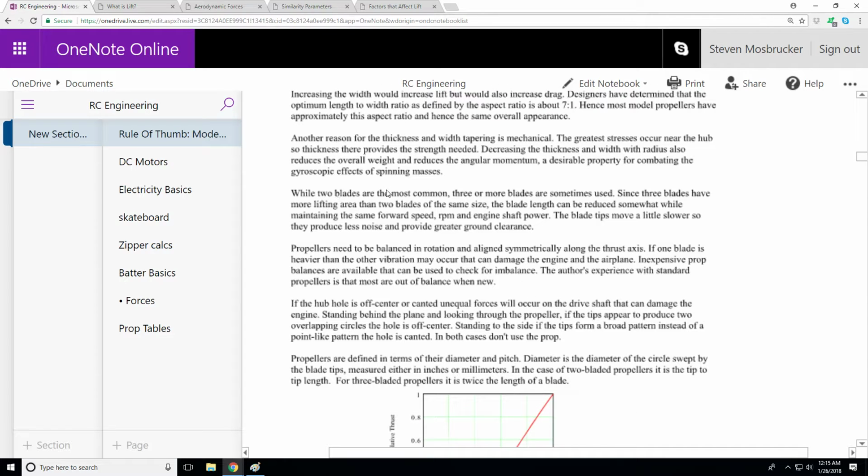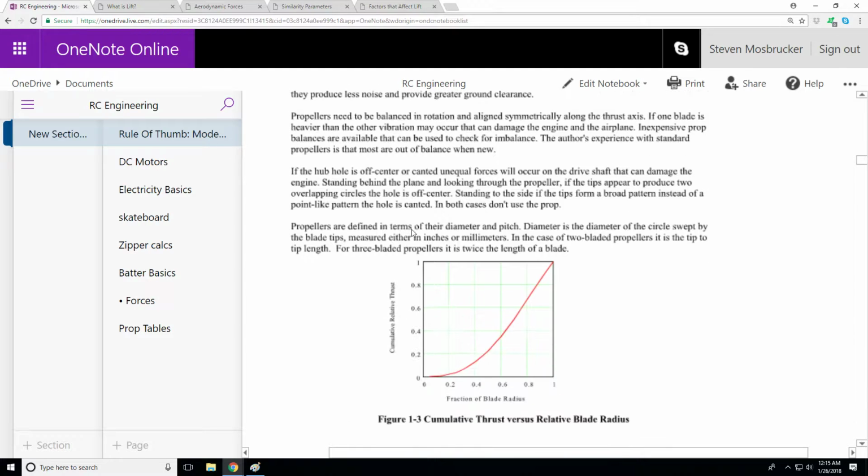So here it's talking about while 2 blades, you can have planes with 3 or more blades. Since 3 blades have more lifting area than 2 blades of the same size, the blade length can be reduced somewhat while maintaining the same forward speed. So basically the swept area, the whole area of the circle that the blades are sweeping, you're going to have more blades taking up more of that area. So you could actually make it smaller to have the same amount of area swept at once.